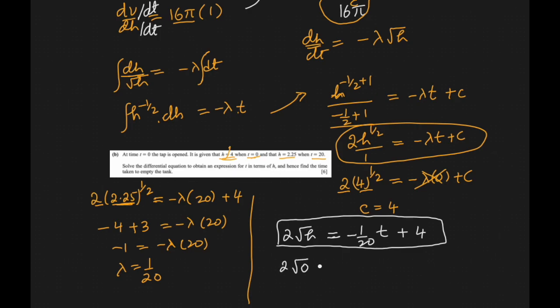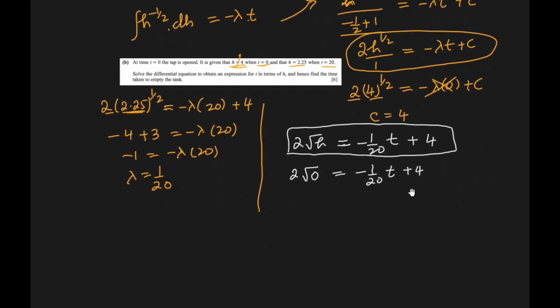2 square root 0 is equal to minus 1 over 20 t plus 4. I'll take 4 to the left side. This has become 0, so 4 becomes minus 4, equal to minus 1 over 20 t. Cross multiply, it becomes 80 equal to t. 80 minutes or seconds, they have not given a unit. So t equal to 80. This is the time when the tank empties.